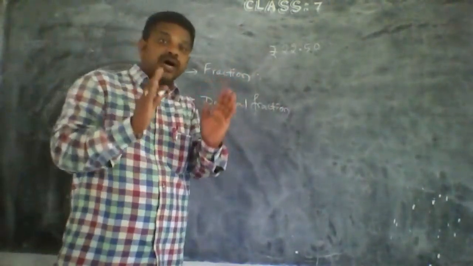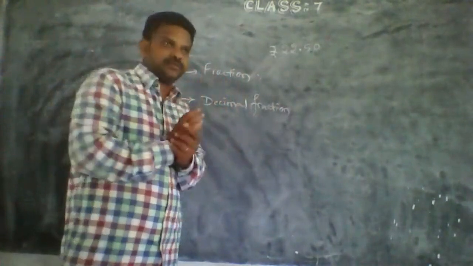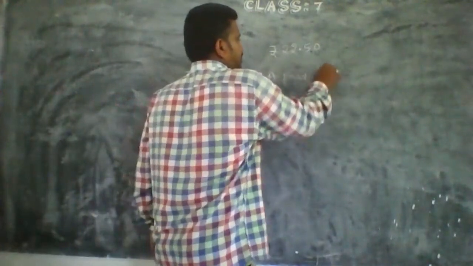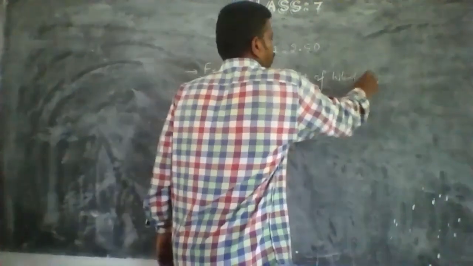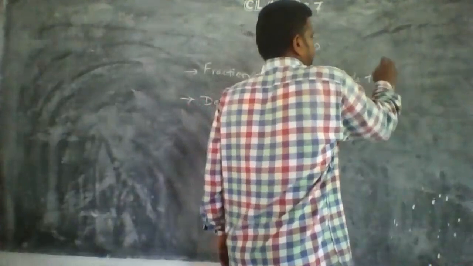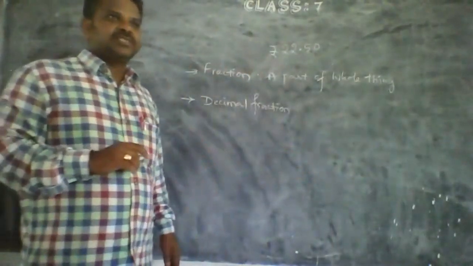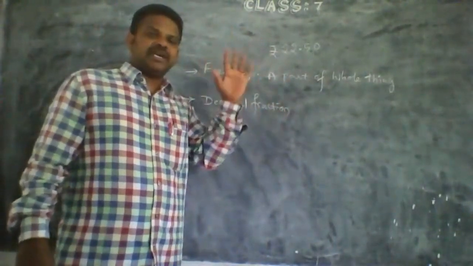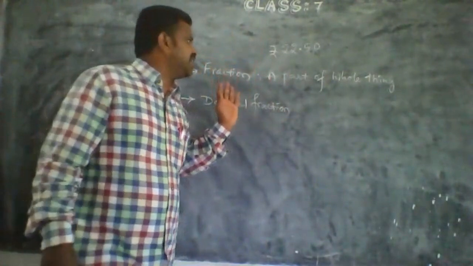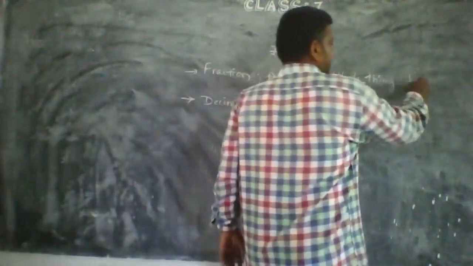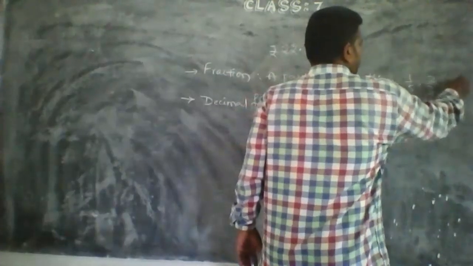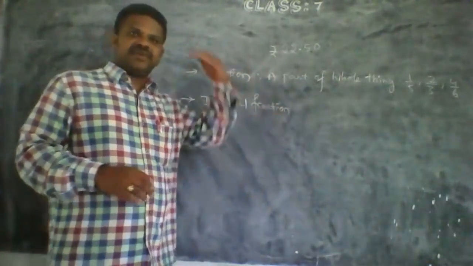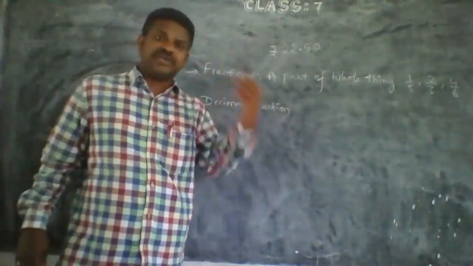A part of a whole thing is called a fraction. So fractions may be of different kinds. Denominators and numerators are something else. So that is 1/5, 2/3, and 4/6. These are all fractions. There are different kinds, and we have also learned the classification of fractions.